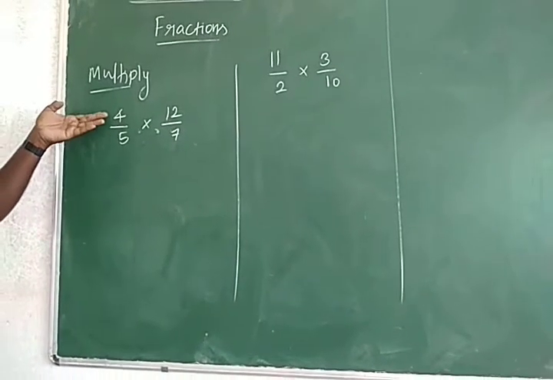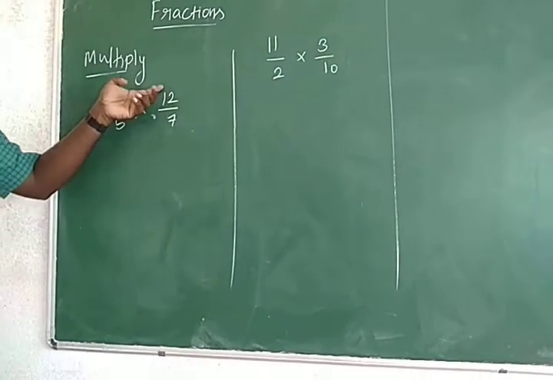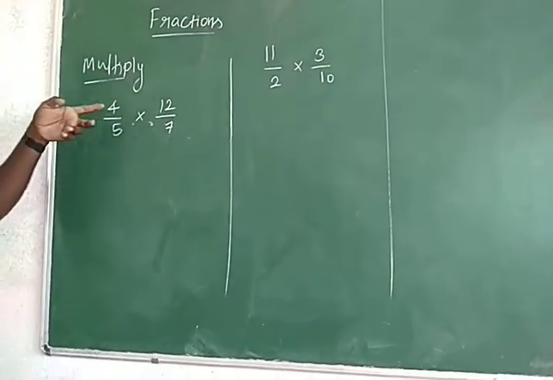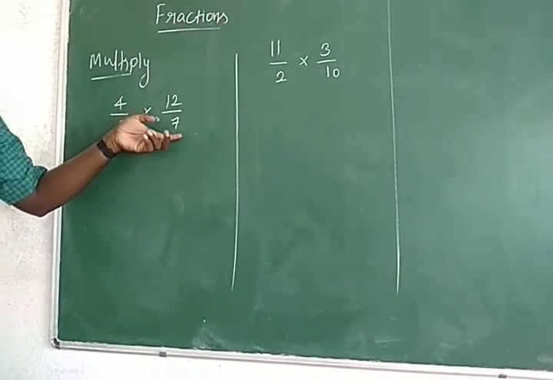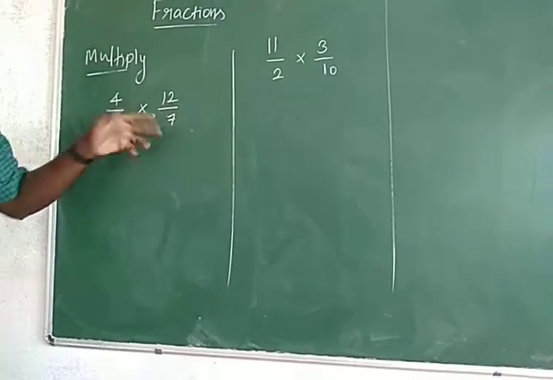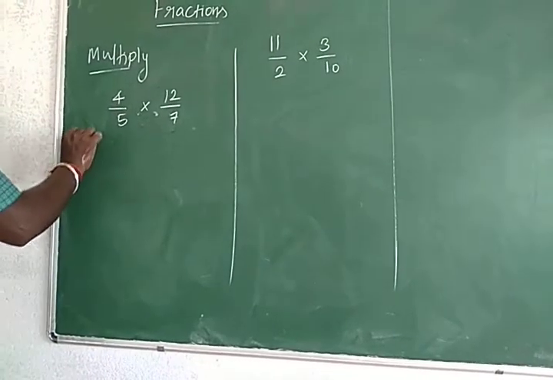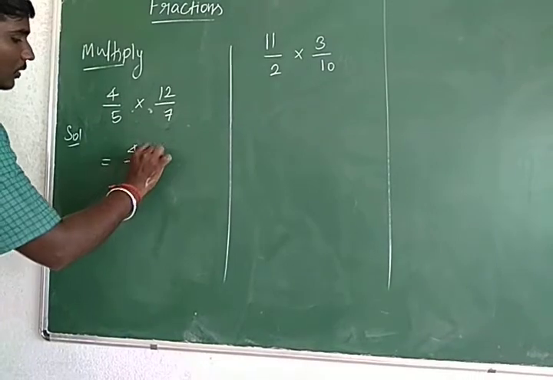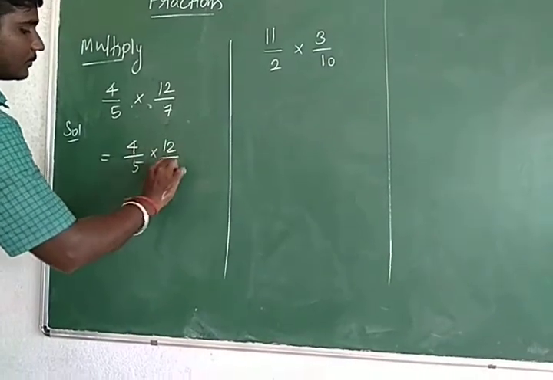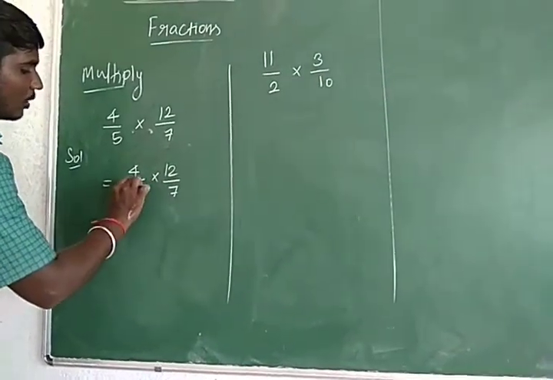Multiplying 4 by 5 into 12 by 7. It is a proper fraction. It is an improper. Not a problem. Right. Solution. Once I write the question: 4 by 5 into 12 by 7.